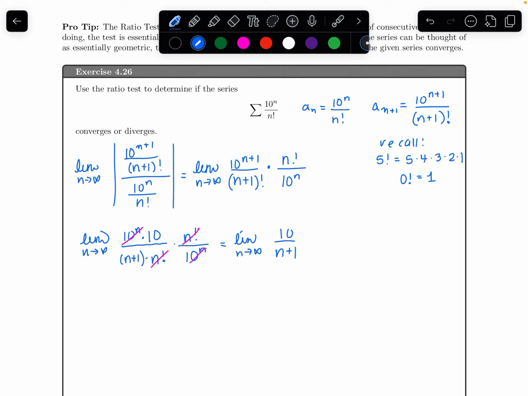This is not a L'Hopital's rule case. I have 10 over something that's growing really big. That tends towards 0, right? There's our R value. This R value is in fact between 0 and 1, essentially equal to 0, right? So it converges by the ratio test.